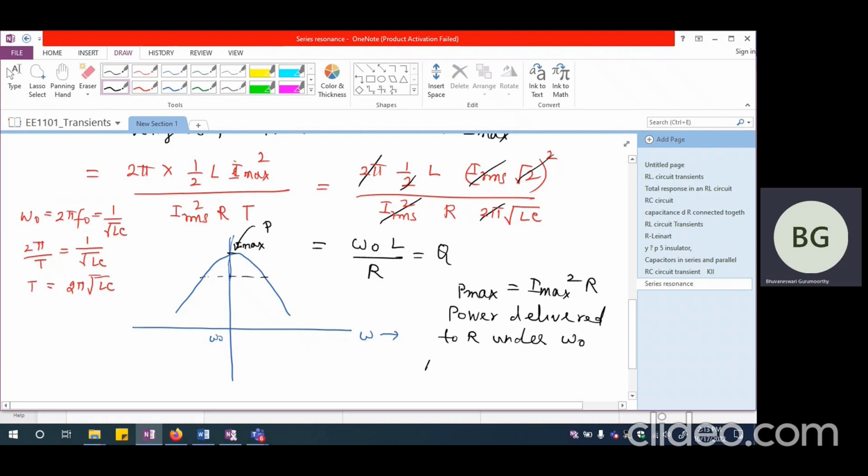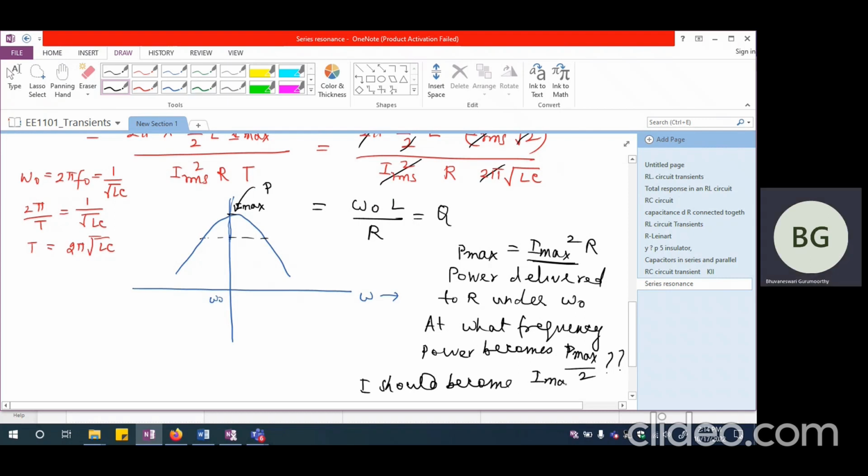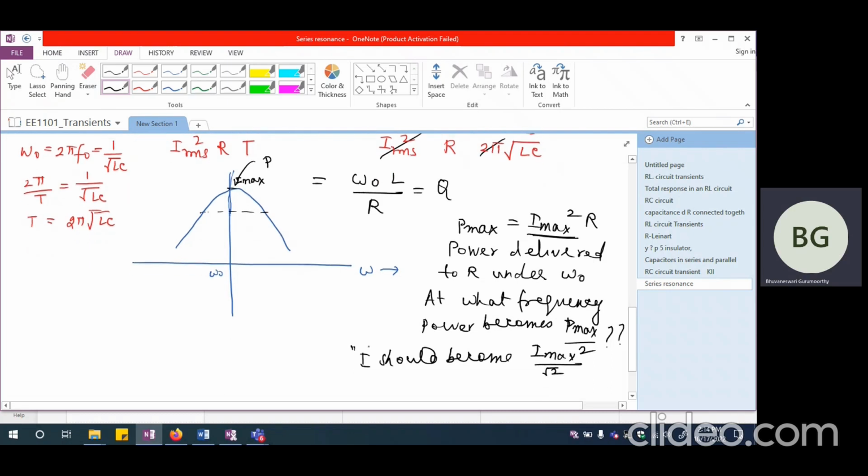Now at what frequency is power halved? Power becomes P max divided by 2. That's what we want to check. So if I say at what point power becomes P max divided by 2, then I should become I max divided by root 2. So when I becomes I max divided by root 2, power will become half.